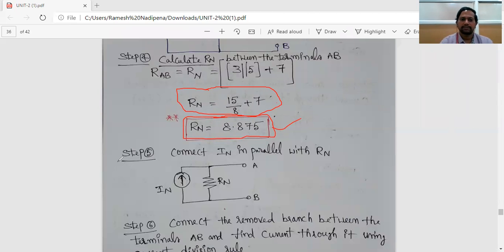Next, step number 5. Connect IN in parallel with RN. In case of Thevenin's theorem, step number 5 is connect VTH in series with RTH. So here IN in parallel with RN. So this is Norton's equivalent current in parallel with Norton's equivalent resistance. This is step number 5. Next, let us move on to step number 6.